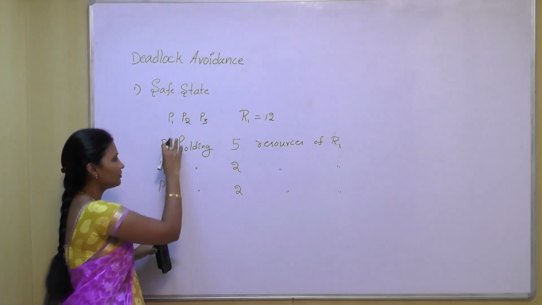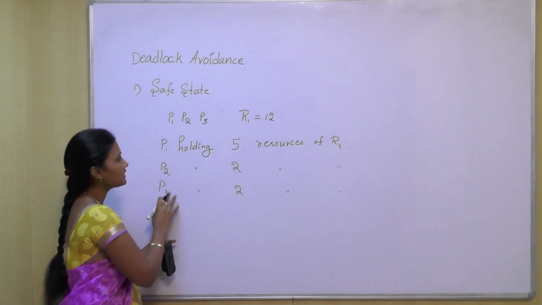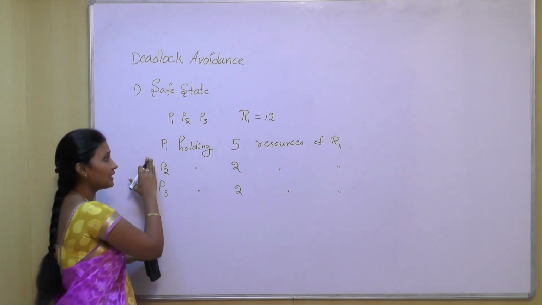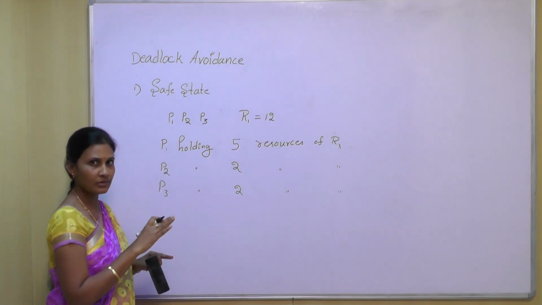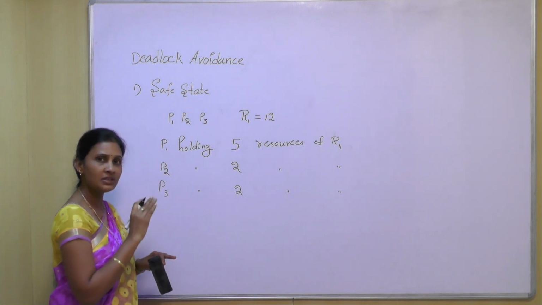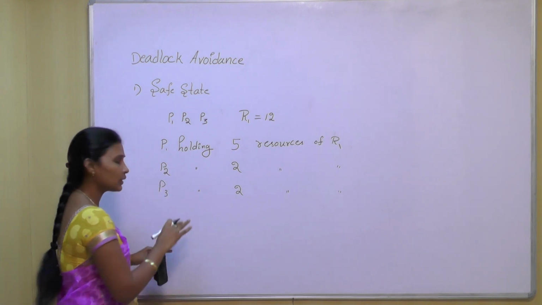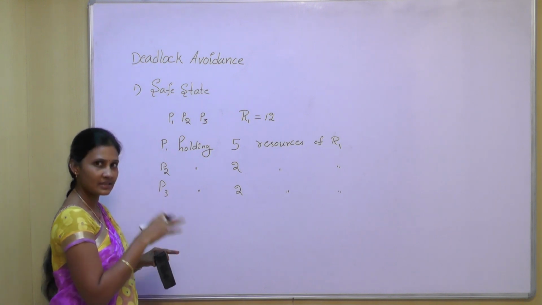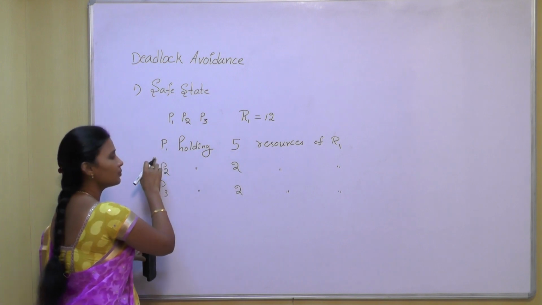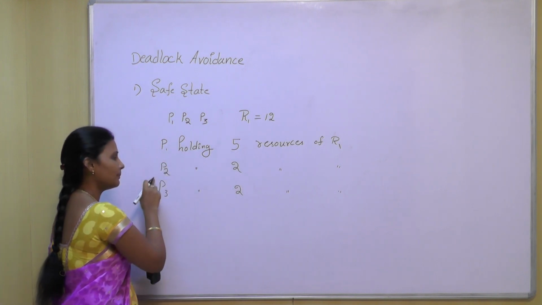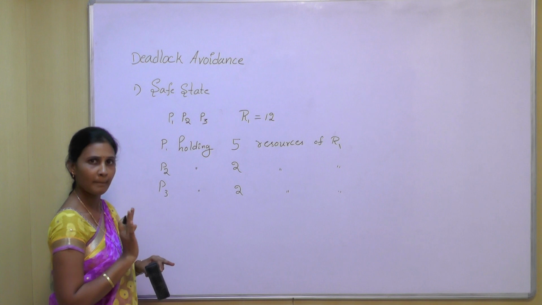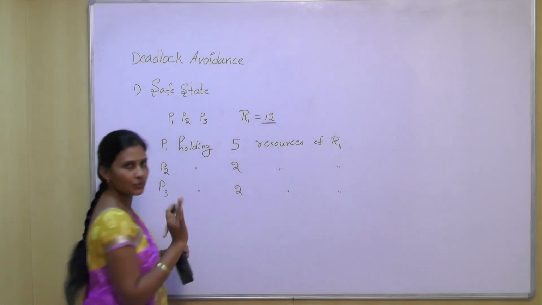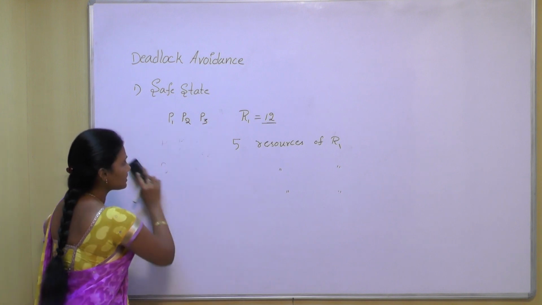So there are three processes. To finish execution, P1 requires 10 resources, P2 requires 4 resources, and P3 requires 9 resources. But the operating system assigns 5 resources to P1, 2 resources to P2 and 2 resources to P3. The total R1 has only 12 instances.